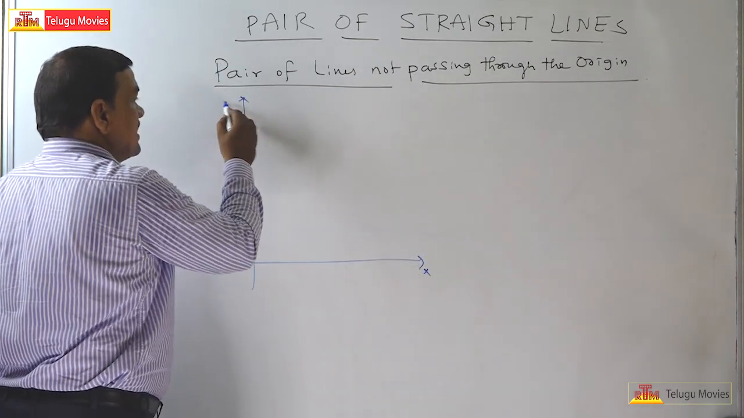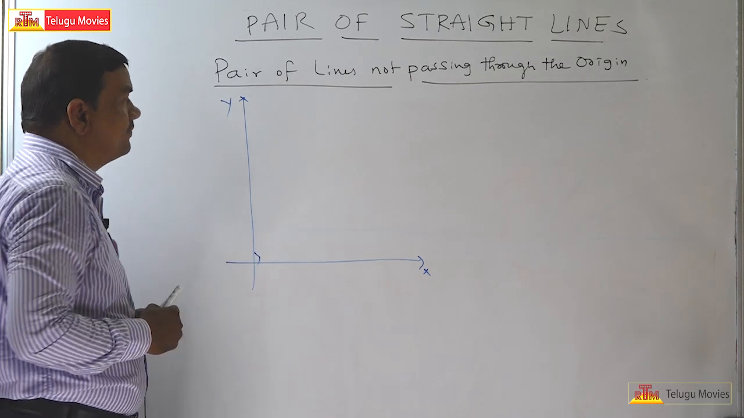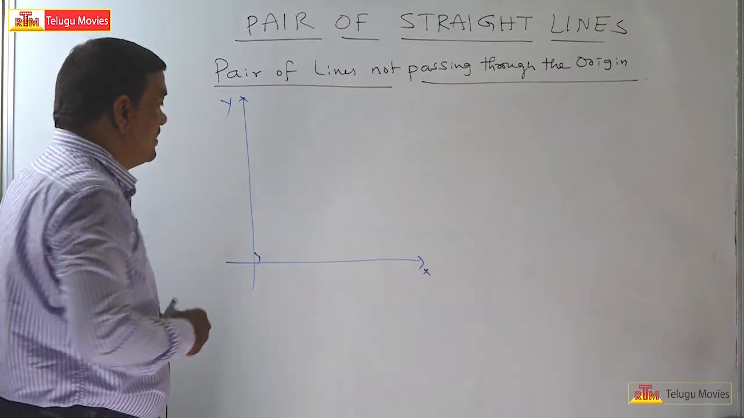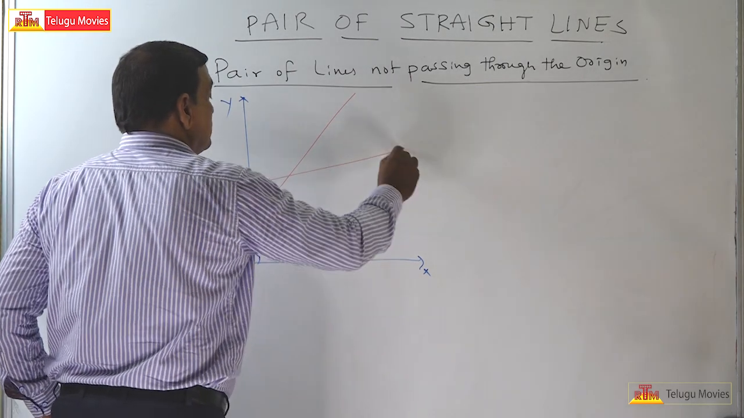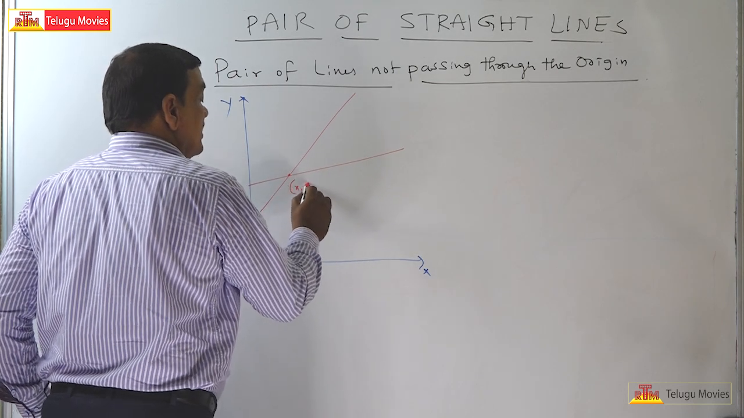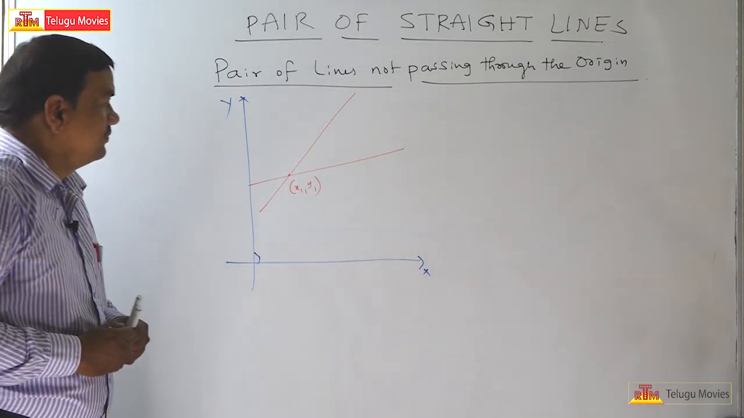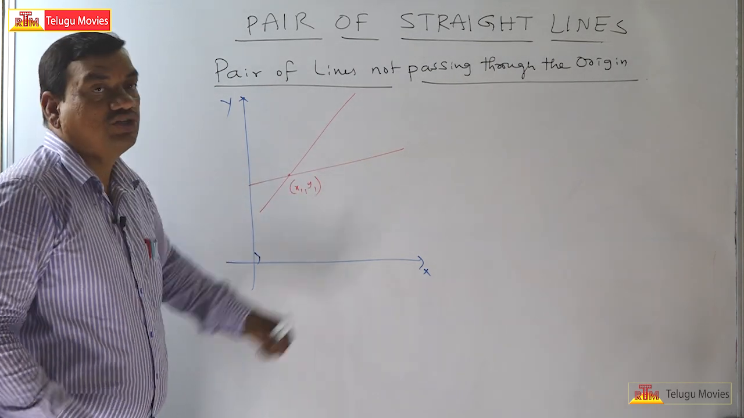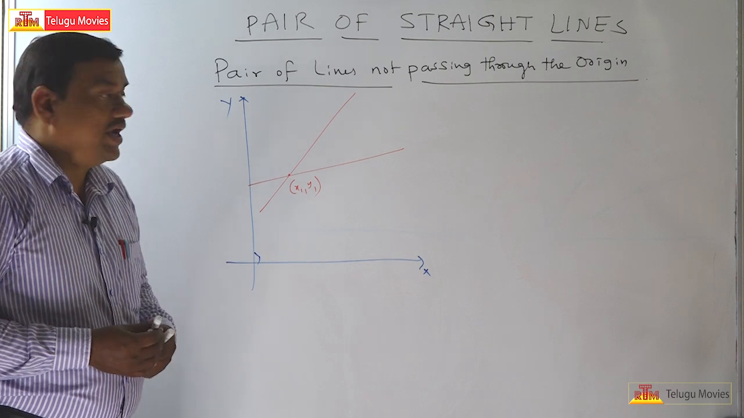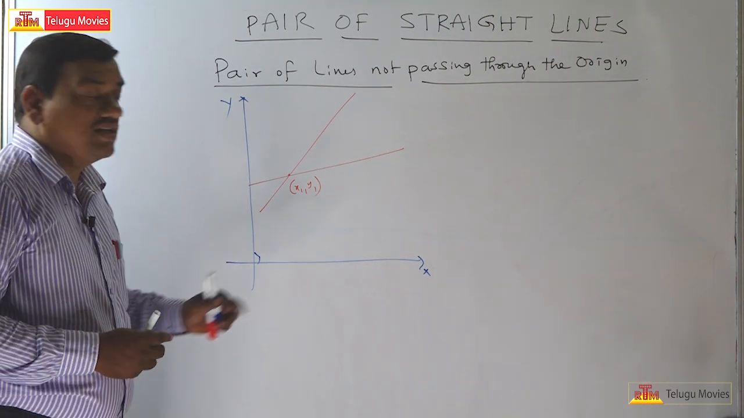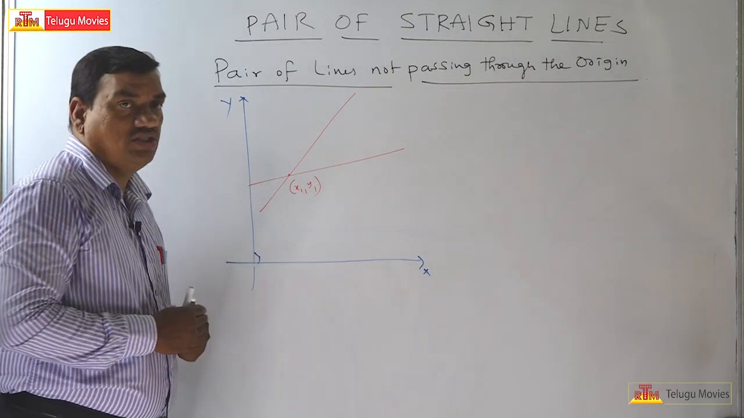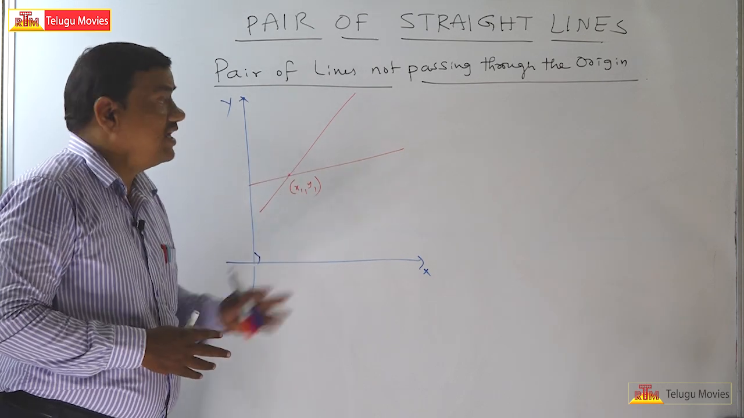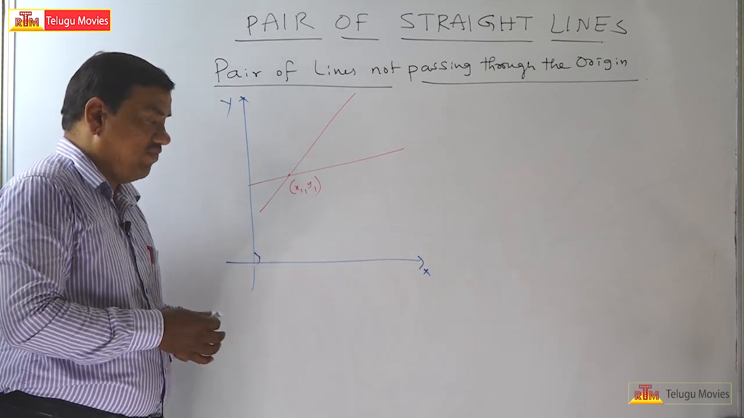So, let us take the x axis and the y axis. There are two lines intersecting at the point (x1, y1). Then what is the equation of these lines? They are intersecting somewhere other than the origin, they are not passing through the origin. Then what is the equation of this pair of lines?